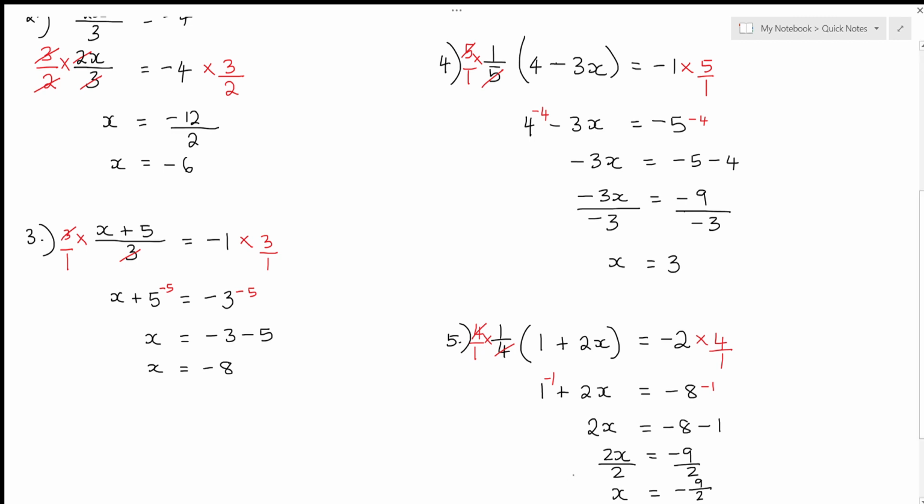Okay, now in my next video, I'm going to do more complicated sums based on fractional equations. So this is like your introduction to the fractions.